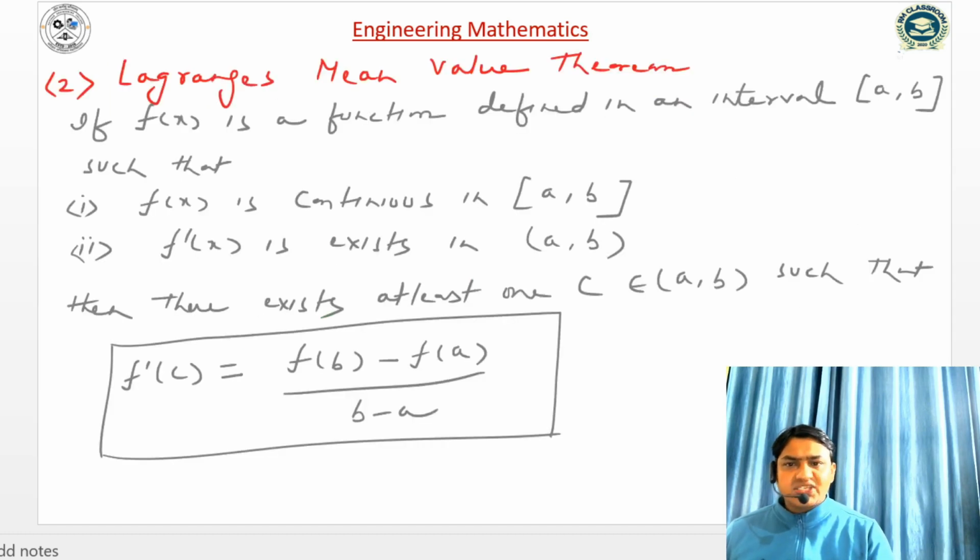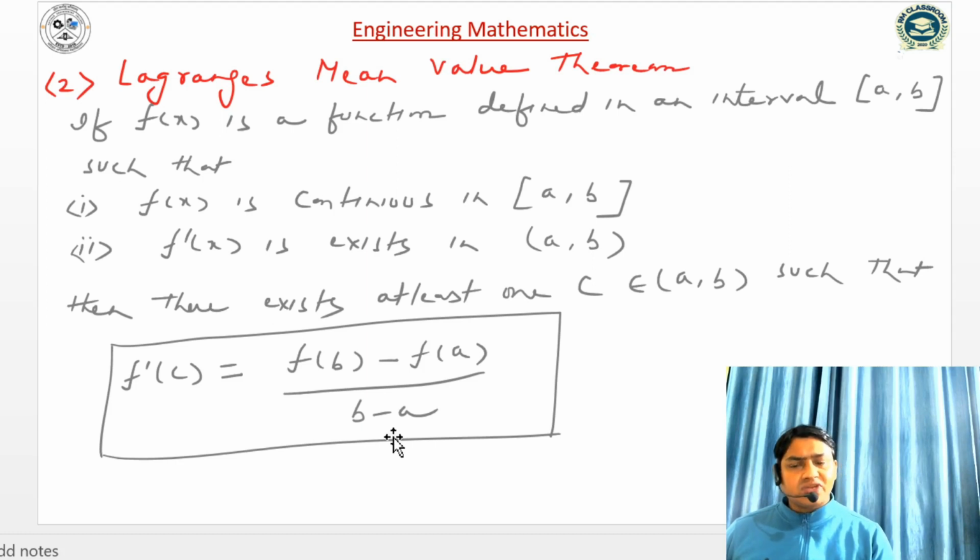Second theorem, that is Lagrange's mean value theorem. According to Lagrange's mean value theorem, if a function f(x) is defined in the closed interval a to b such that the two conditions hold: the function is continuous in closed interval a to b, and the second condition, f dash x exists in open interval a to b, then there exists at least one point c that belongs to a and b such that our f dash c is equal to f(b) minus f(a) divided by b minus a.